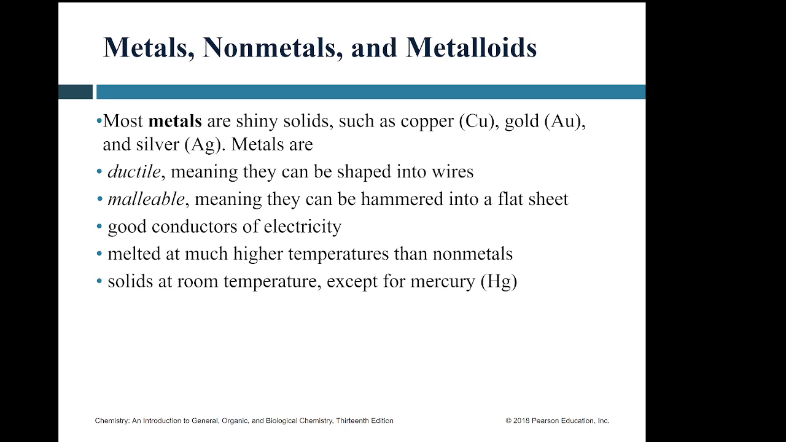They're ductile, meaning they can be shaped into wires. They're malleable, meaning they can be hammered into flat sheets. Again, this doesn't mean that you can bend them back and forth a bunch of times. It just means you could do that to them. They're good conductors of electricity. They melt at much higher temperatures typically than nonmetals. Typically, they're solid at room temperature, with the exception being mercury, which is in fact liquid. Was everybody okay with those?